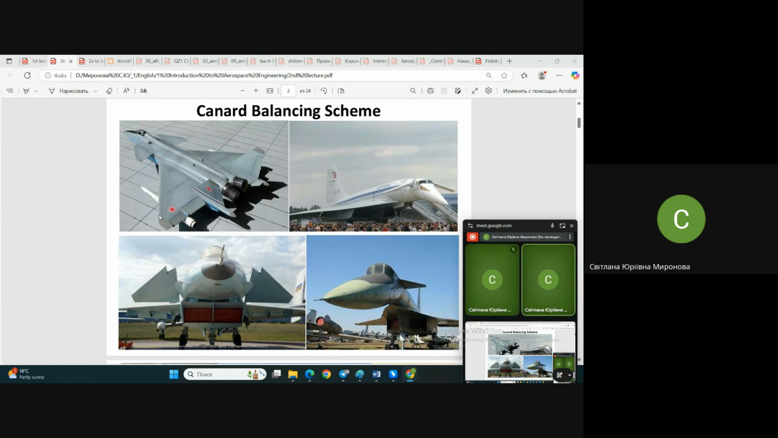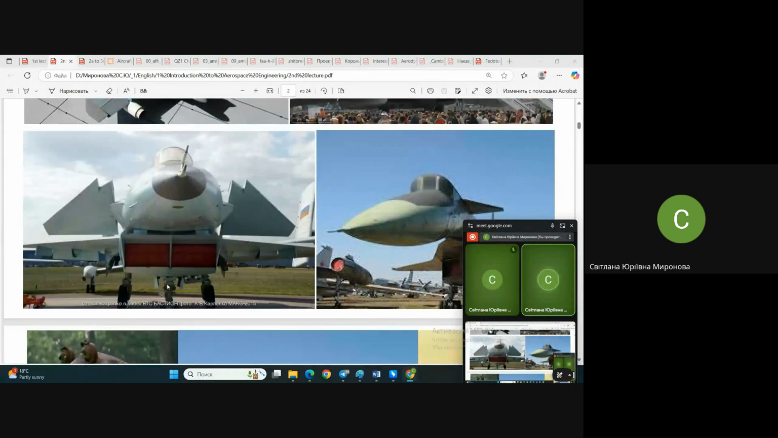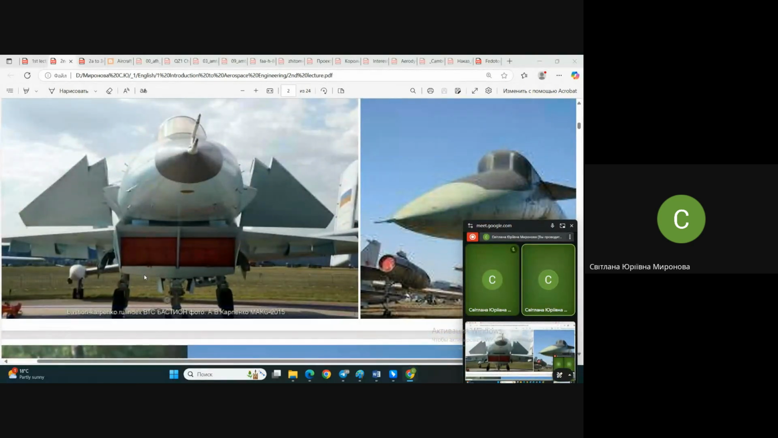But what is interesting, in photo number 3, ideally visible, this canard scheme uses not a stabilizer with elevators, but a stabilator. A stabilator is a stabilizer which combines the functions of stabilizer and elevator both.